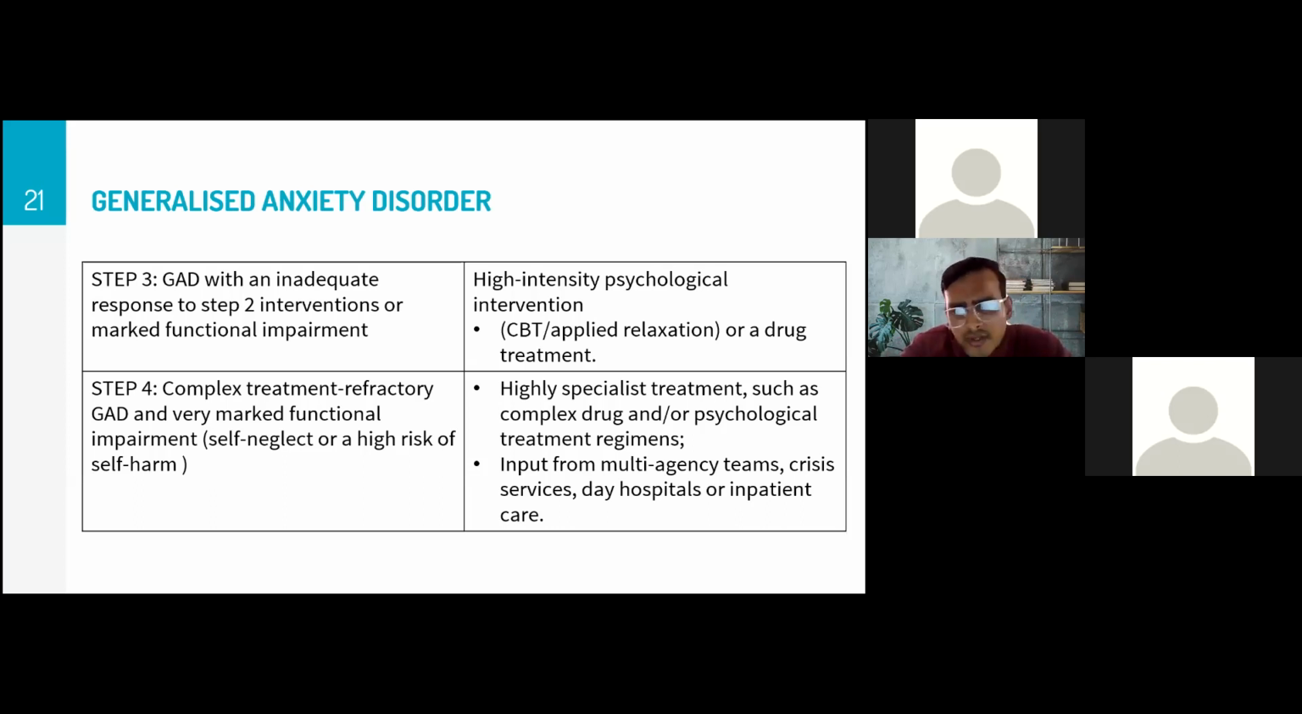As for patients less than 30 years, SSRIs can cause suicidal thoughts and tendencies. So that brings us to step 4, which is complex treatment-refractory GAD and very marked functional impairments like self-neglect, or high risk of self-harm.